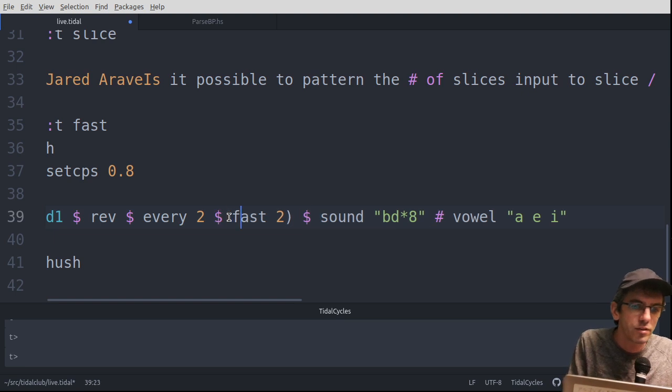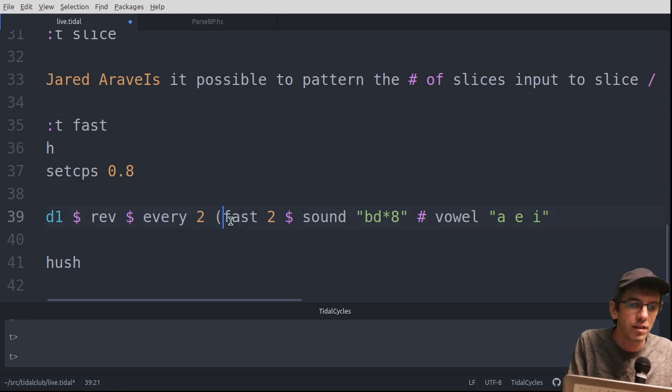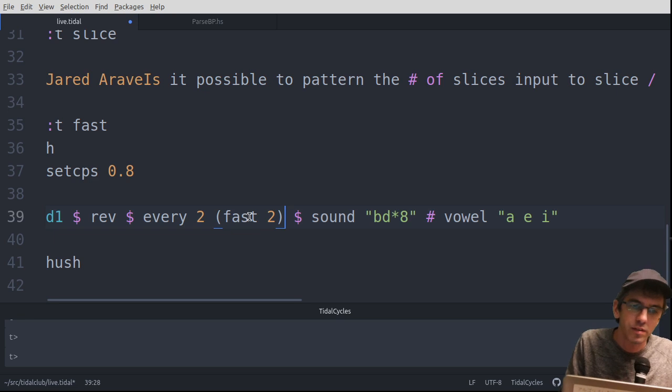And you can't do that because it only works for the last input for the function. And every has 3 inputs. The how often something is applied, the function that's applied, which is fast 2 here, and the pattern.